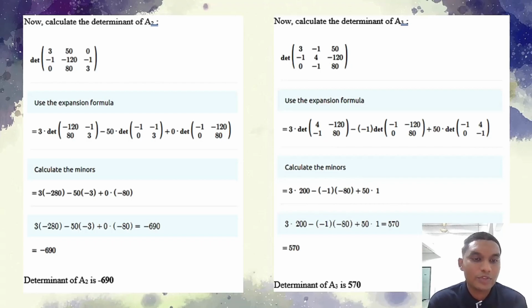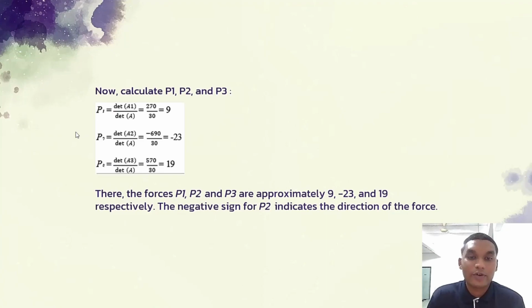Again we use the expansion formula, calculate the minors, and I get the determinant of A2 is -690. Followed by A3, we use the expansion formula and calculate the minors. We get the determinant of A3 is 570. Now we calculate all three, P1, P2 and P3, as below. P1 is determinant A1 divided by determinant A, which is 270 divided by 30, equal to 9, and P2 is -23, and P3 is equal to 19.